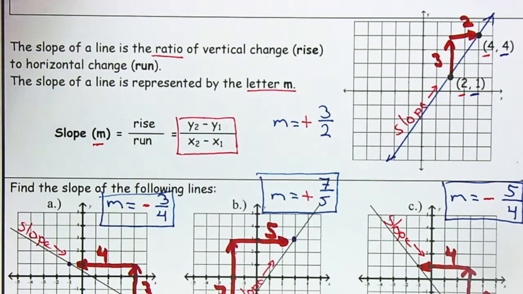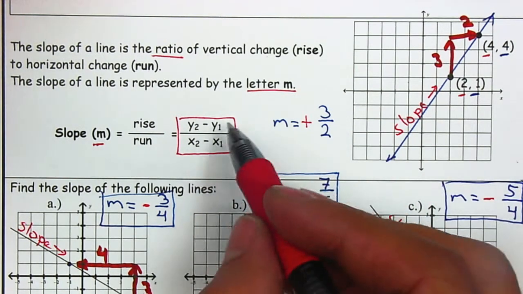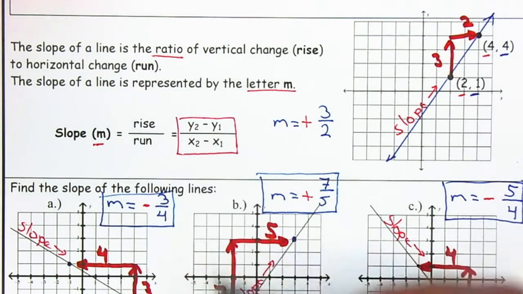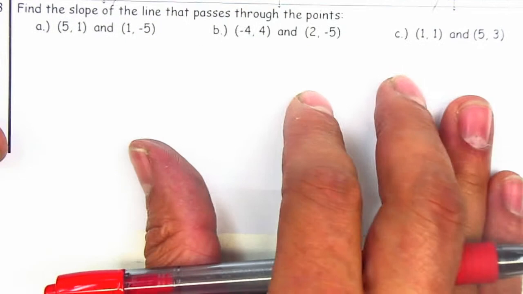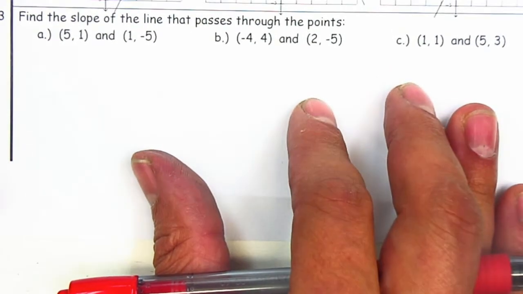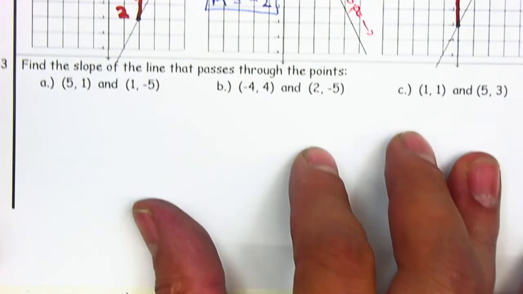So let's go over to example number 3. I hope that made sense. If it didn't make sense, don't worry about it. We're just going to be using our slope formula to be able to find the slope when they give you 2 points, just like on example number 3.